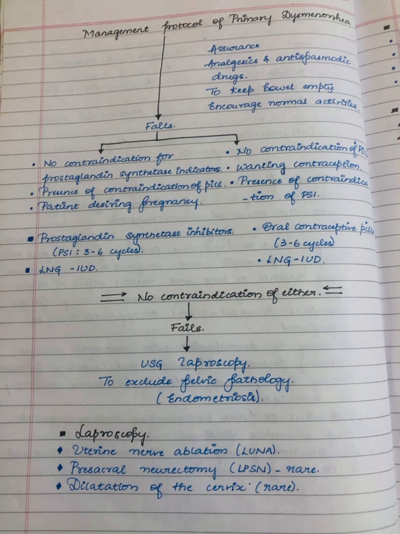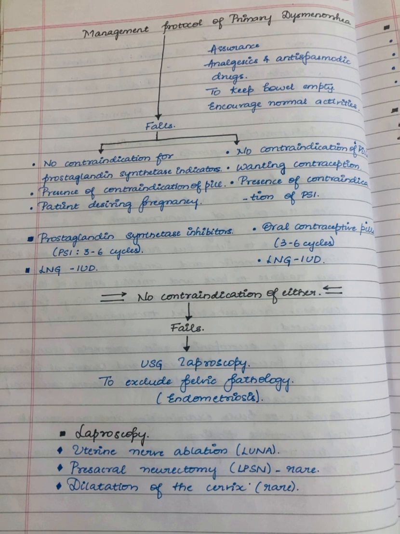To keep the bowel empty, ask the patient to keep her bowels empty. Encourage normal activities. Since there is severe pain, she is incapacitated, yet after giving the analgesics, you need to encourage the patient to perform her activities. If all this assurance, drugs and encouragement fail, you give a few more things. There are two criteria. One, if the patient wants to conceive. Two, if the patient wants contraceptives.